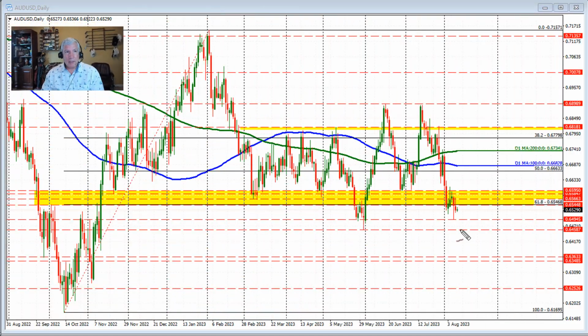We're going to take a look at the Aussie versus US dollar. We'll start by taking a look at the daily chart and what you see in this yellow area right here. This yellow area is defined by a number of different swing levels going all the way back to September 2022.